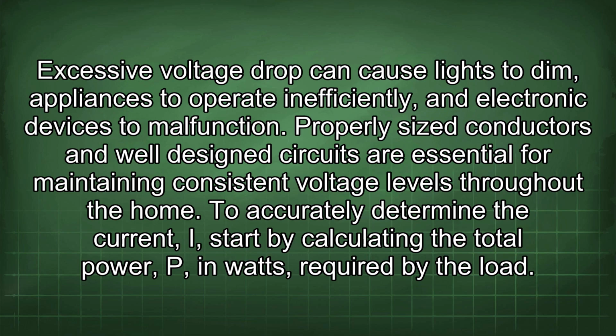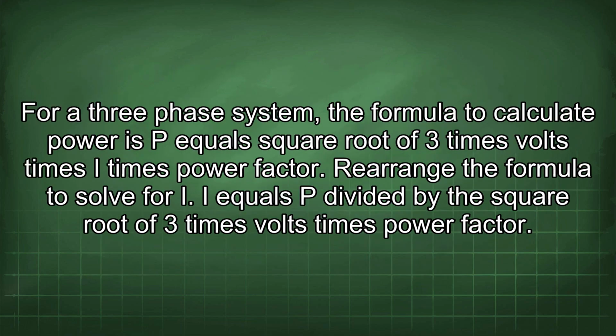To accurately determine the current, I start by calculating the total power, P, in watts required by the load. For a three-phase system, the formula to calculate power is P equals square root of 3 times volts times I times power factor. We arrange the formula to solve for I equals P divided by the square root of 3 times volts times power factor.